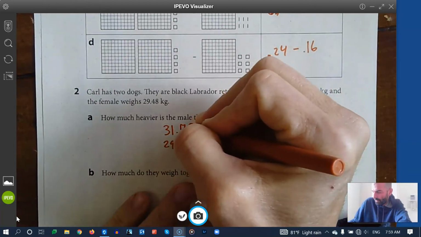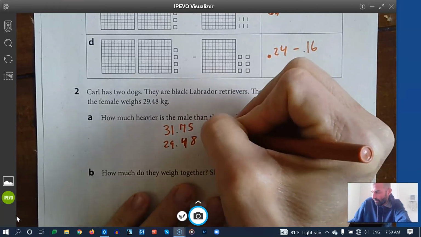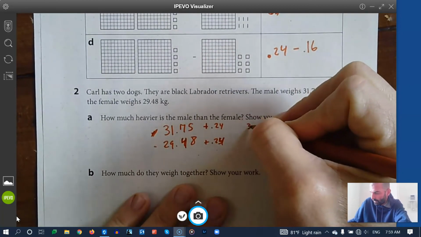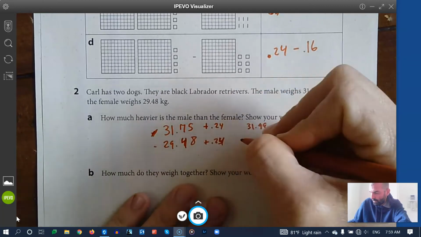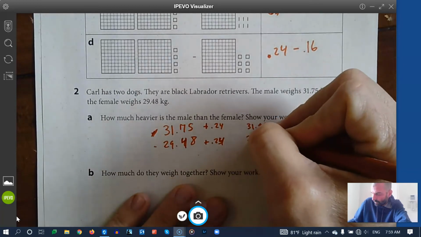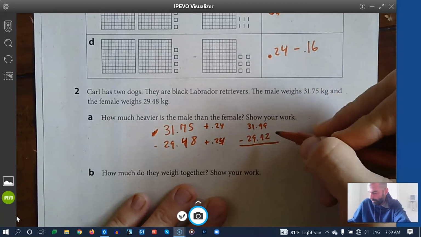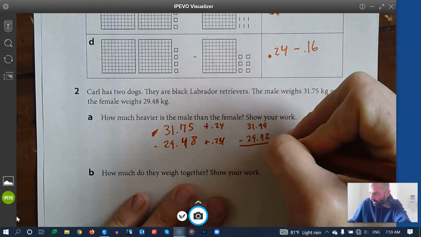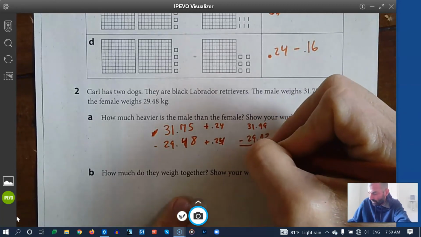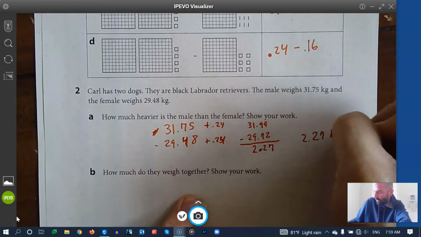I'm going to add 24 hundredths up here when we're subtracting. We have to keep things the same. Oops, I don't know why I put 2 there. So that gets me to 31.99, and this, let's see, 48 plus 20 is 68, plus 4 is 72. So now we have 29 and 72. I wonder if there's a better way to do that. There probably is. 9 minus 2 is 7. 9 minus 7 is 2. I drop my decimal point down. And now we're just looking at 31 minus 29, which is 2. So 2 and 27 hundredths kilograms heavier.